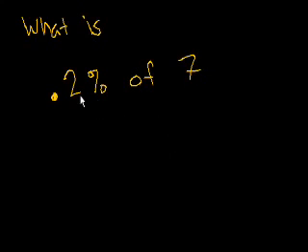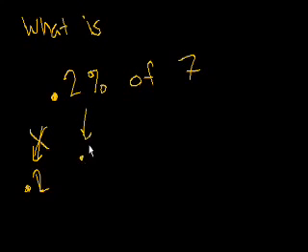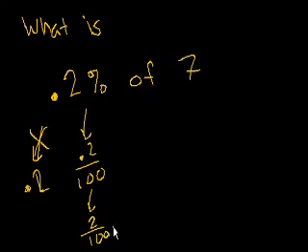So a lot of people's inclinations would just say, oh, 0.2%, that's the same thing as 0.2. And if that was your inclination, you would be wrong. Because remember, this isn't 0.2. This is 0.2%. So there's two ways of thinking about this. You could say that this is 0.2 over 100, which is, if you multiply the numerator and the denominator by 10, the same thing as 2 over 1,000.